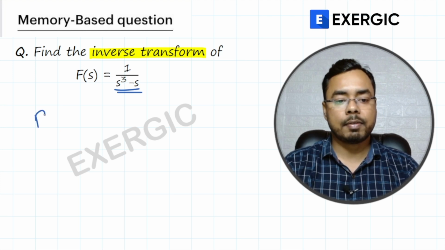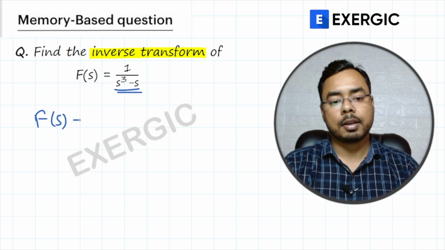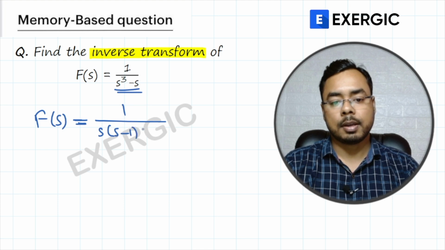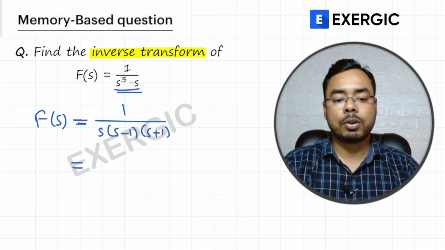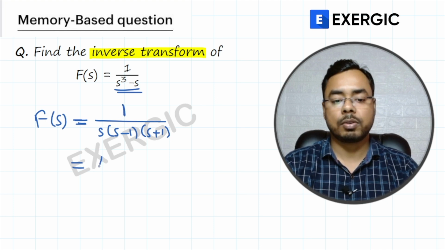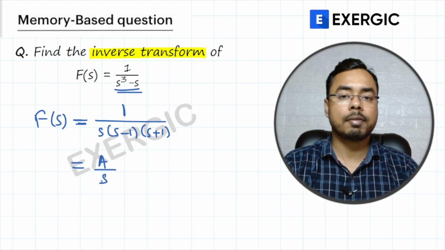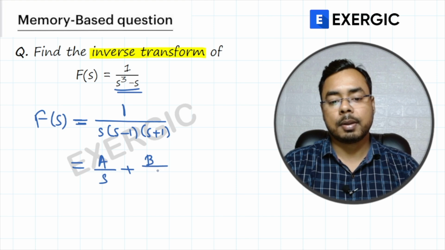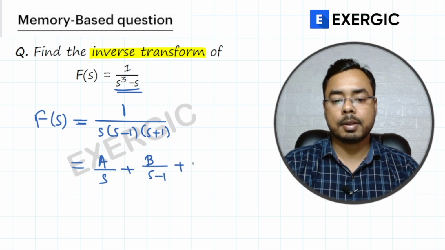See here, F(s) is given in this manner. If I take s common in the denominator, then F(s) is nothing but 1 upon s(s minus 1)(s plus 1). This is our F(s). And here you have three linear factors. So if I want to use the concept of partial fractions, then I can write this as A upon the first linear factor plus B upon the second linear factor plus C upon the third linear factor, right?